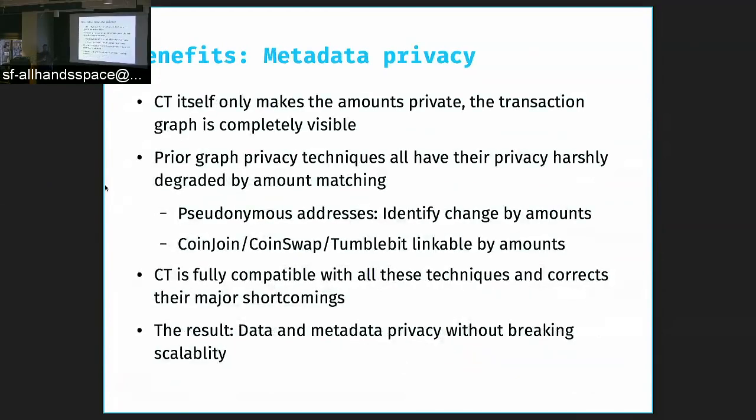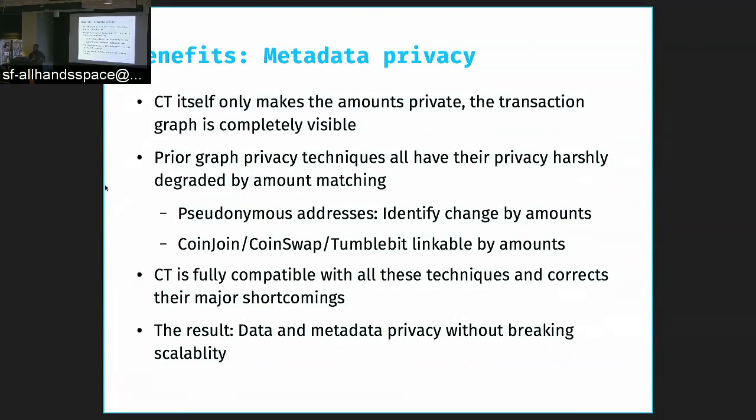So I've said that CT provides value privacy, but in fact, it also indirectly provides metadata privacy, graph privacy. And the reason for this is that the existing compatible non-cryptographic proposals for doing graph privacy, like CoinJoin, are primarily broken by their lack of amount privacy. Also, their usability is broken by the lack of amount privacy.